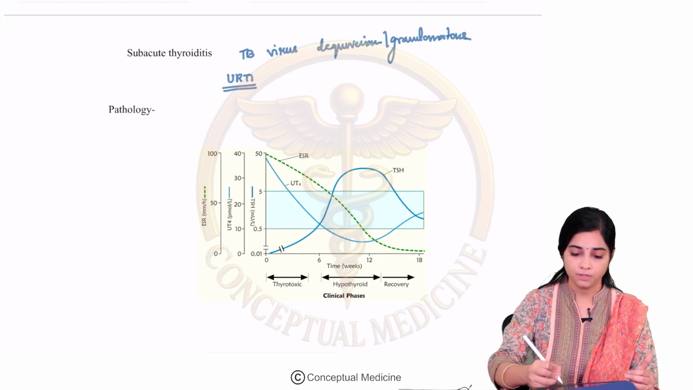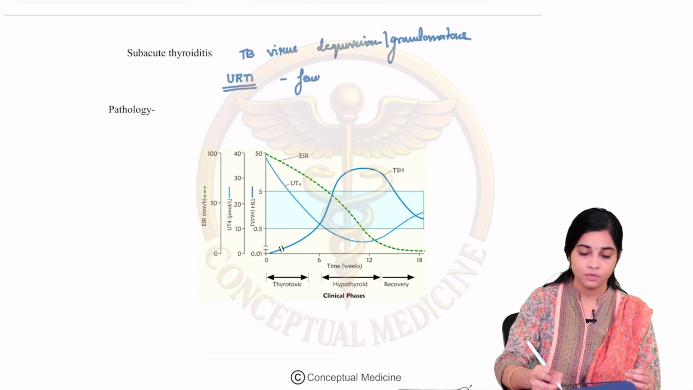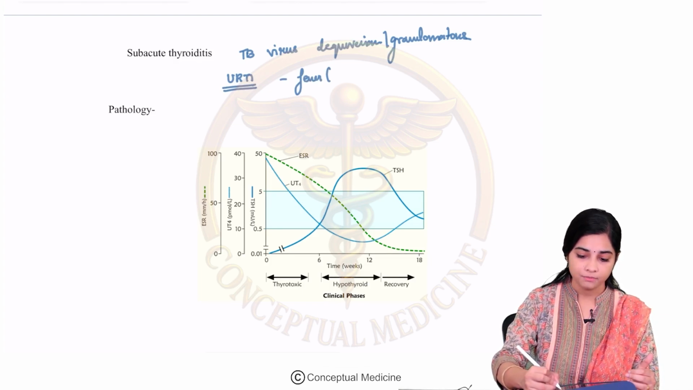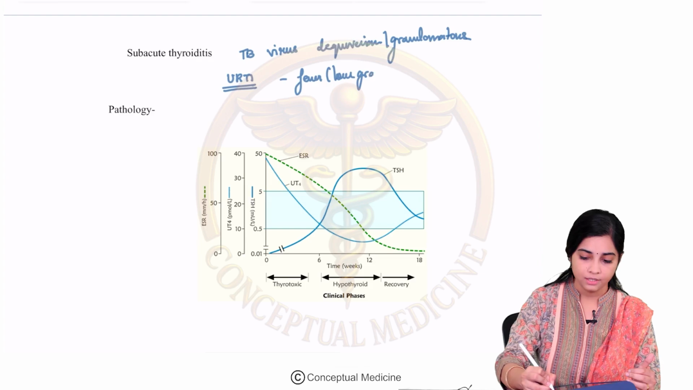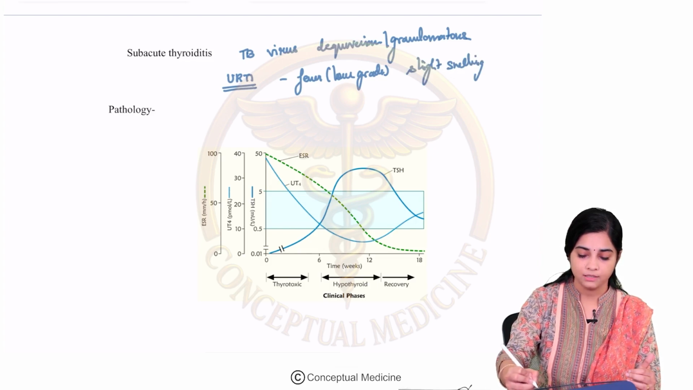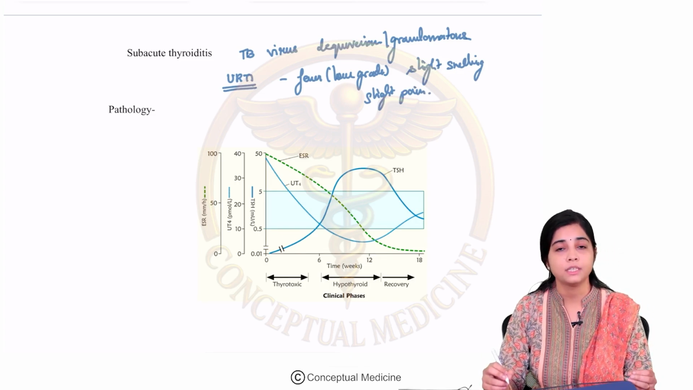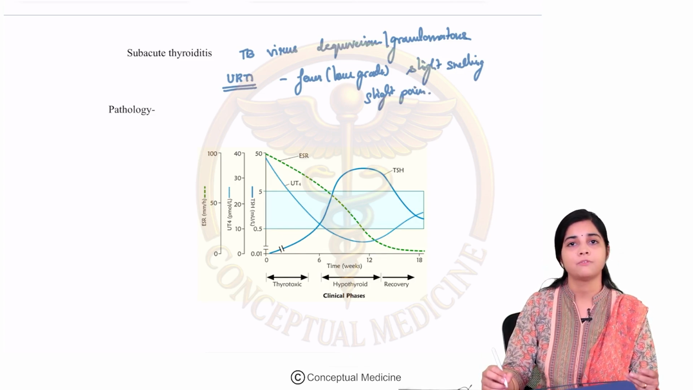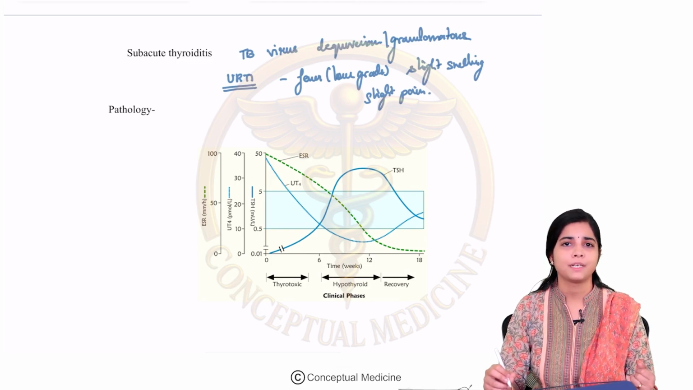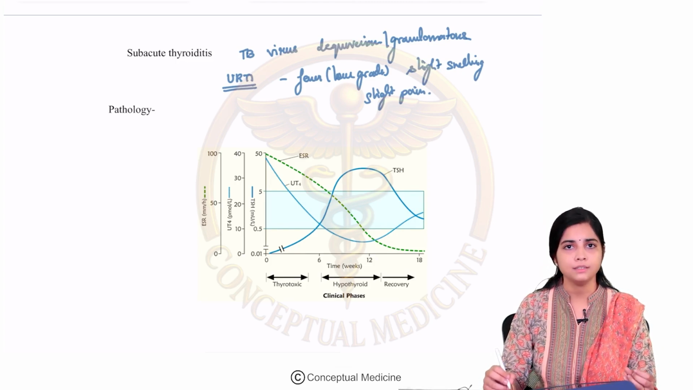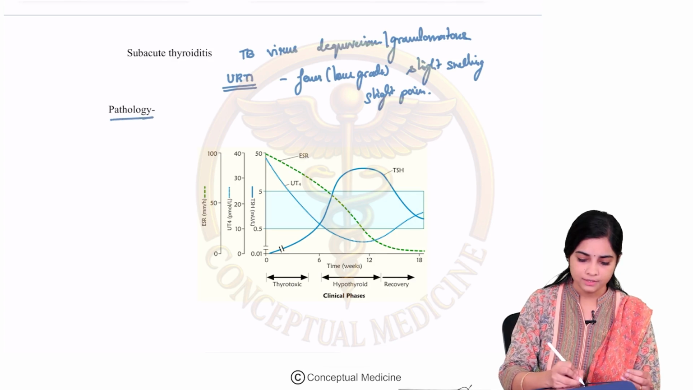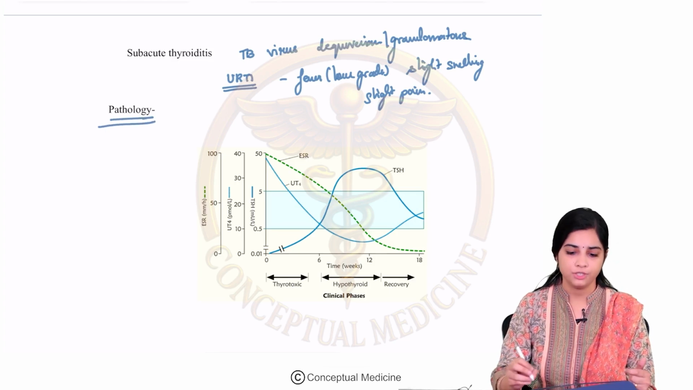Most often it follows an upper respiratory tract infection. They present with a mild, low grade fever, and they present with a slight swelling in the anterior aspect of the trachea and slight pain. Most often it is slight swelling, slight pain and some fever, where the virus or an upper respiratory tract infection has triggered this.